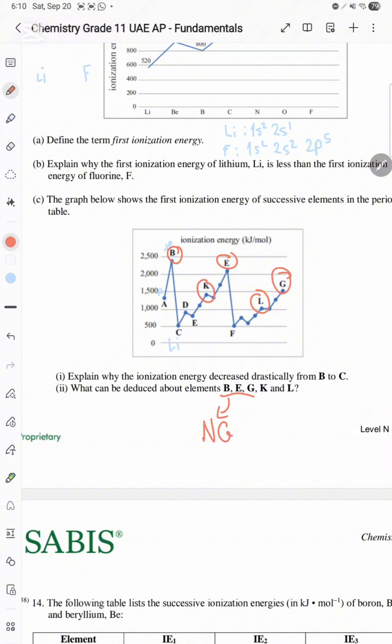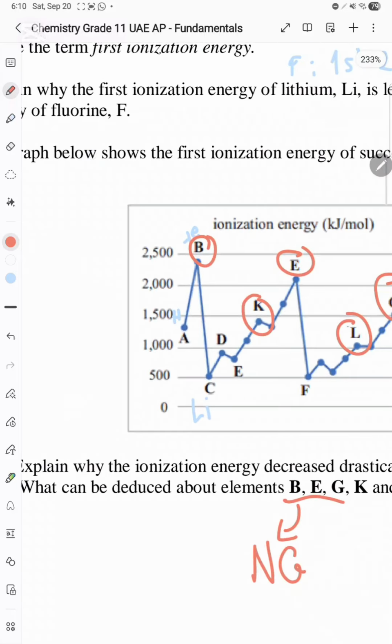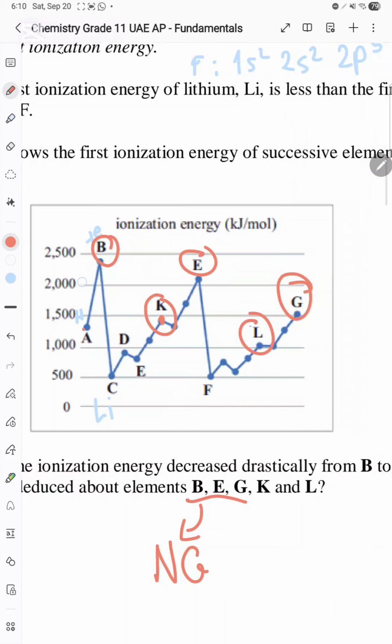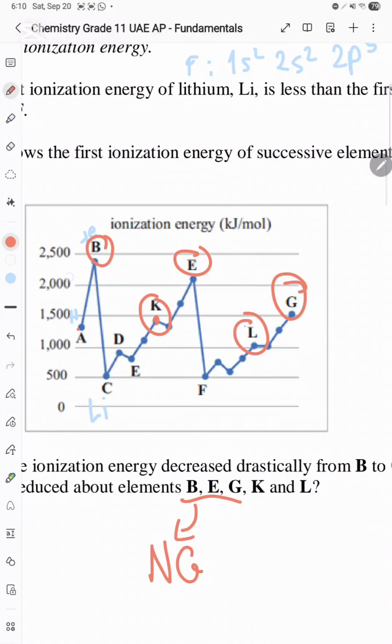But K and L are in the middle. They both have half-filled p orbitals. How do you know? We know that these are in order, the first 20 elements. So it's 1, 2, 3, 4, 5, 6, 7. K is 7, so K is nitrogen. And L is 8, 9, 10, 11, 12, 13, 14, 15, which is phosphorus.